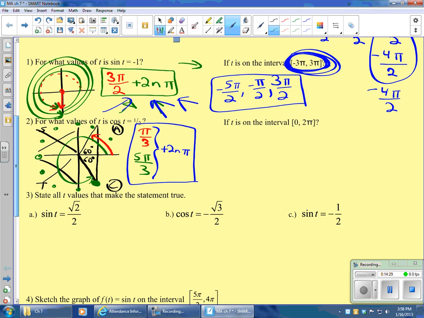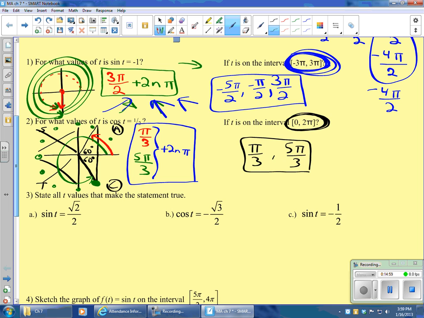Now to actually get answers on this interval, I look at which ones are within 0 and 2 pi. It turns out it's just the pi over 3 and the 5 pi over 3. If I added 2 pi onto pi over 3, it's too big. Or if I subtracted, it's too small. If I added 2 pi onto 5 pi over 3, it's too big. If I subtract it, it's too small. So I only really have those 2 answers.